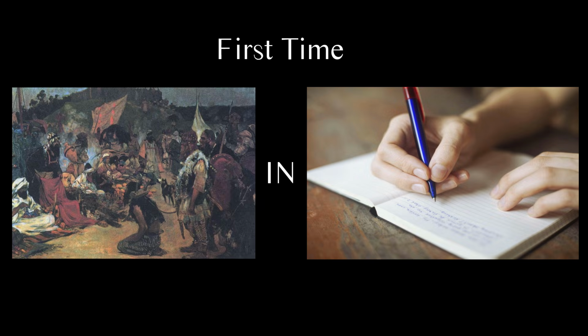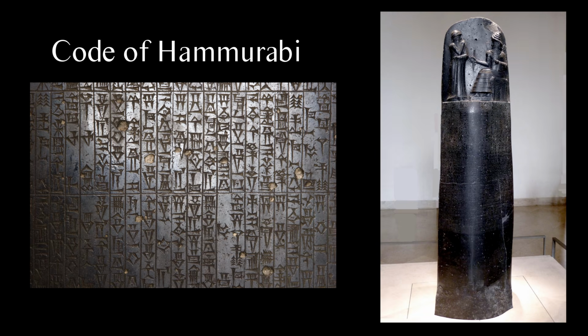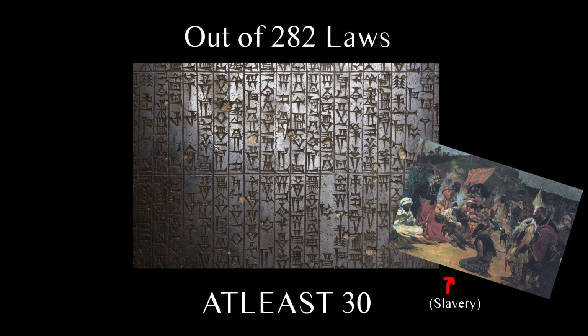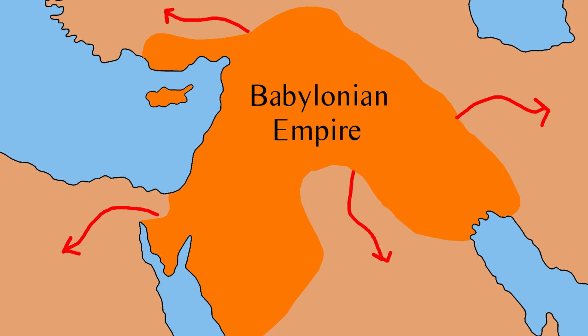One of the first times slavery was mentioned in writing was the Code of Hammurabi all the way back in 1760 BC. Out of the 282 laws listed, at least 30 of them had to do with slavery. Since the Code of Hammurabi, slavery made its way out into the ancient world.